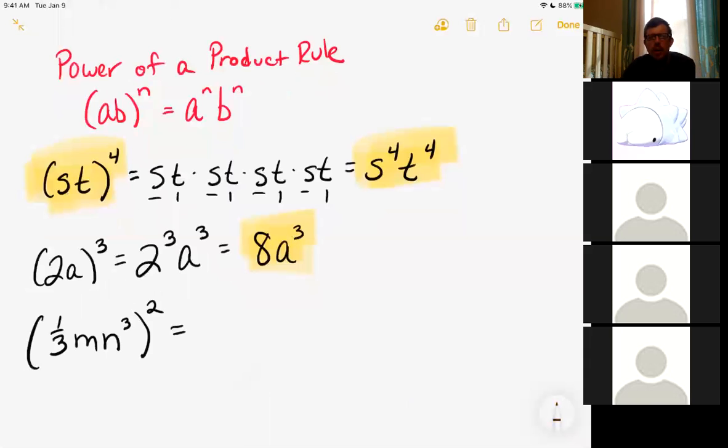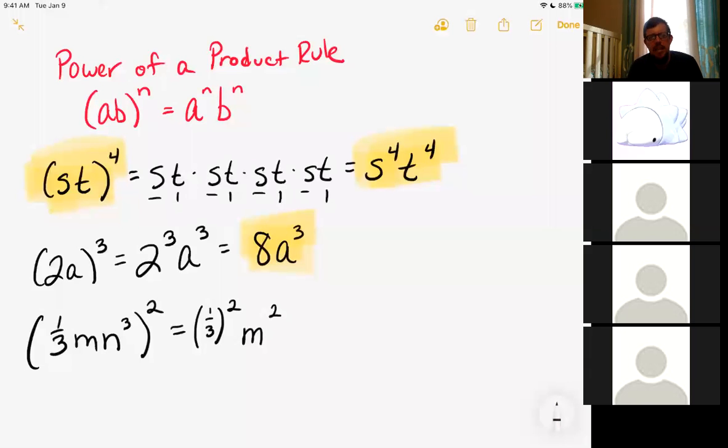So what if the thing that's in the parentheses already has an exponent? Then what do you do? Well, the first part's pretty easy. It's just 1/3 to the second power. I don't need the parentheses here, but I'm gonna go ahead and put it in there just so it's easier to read. 1/3 to the second power. Then I have m to the second power.